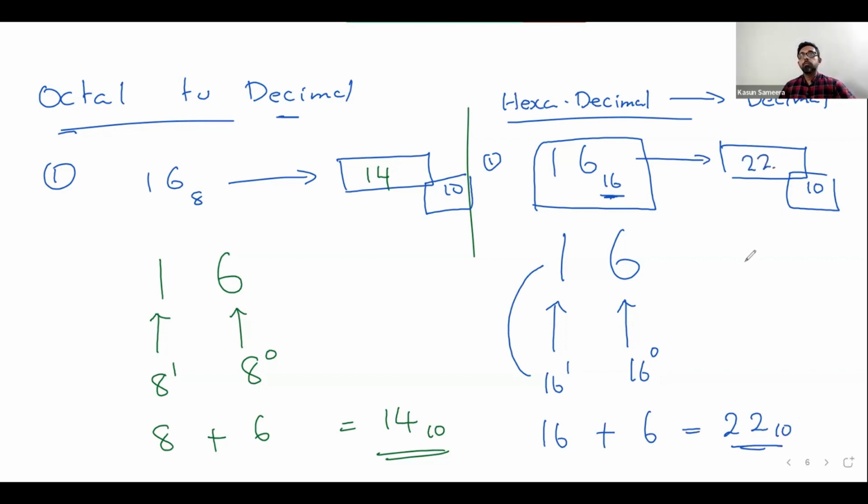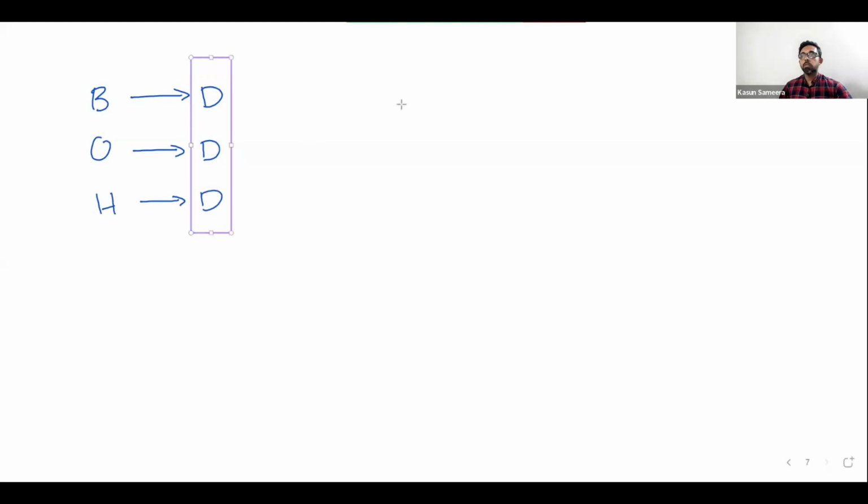Got it? 3 conversions done. What are the conversions we did? Write down this one. Binary to decimal, octal to decimal, hexadecimal to decimal. What is the common factor? We are converting all the number systems into decimal. Then what is the thing you need to remember? Multiply with weighting factors of these number systems.